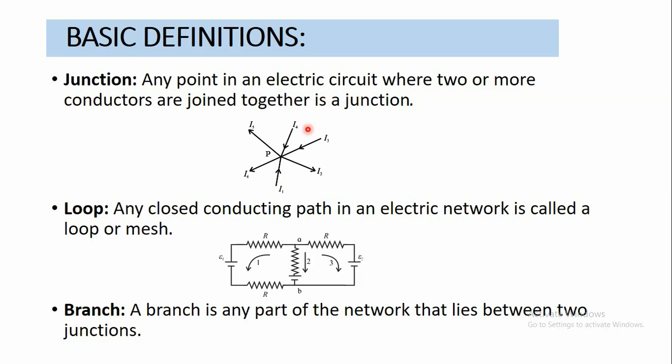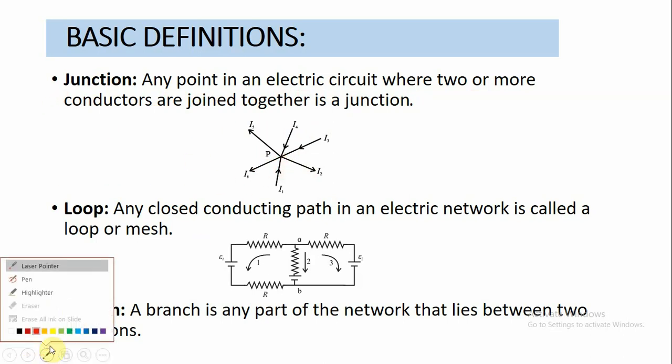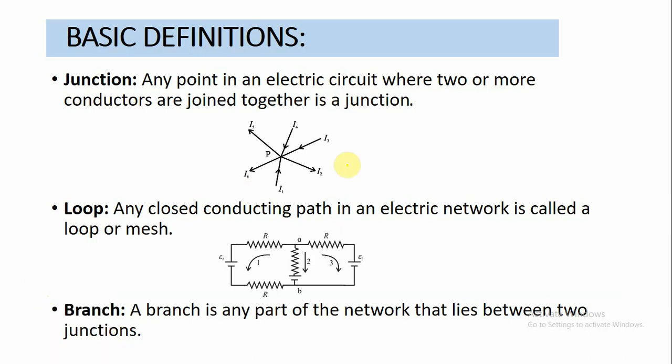Okay, so junction is what? Any point in an electric circuit. Now this is an electric circuit, so any point in an electrical circuit where two or more conductors are joined together is a junction. So here you see 6 conductors are joined together at point P. So my point P will be called as junction. Okay, where two or more conductors are joined is called junction. So the important point is it should have 2 or more. So minimum number of conductors to form a junction is 2 and maximum n number of conductors can be joined. So here 6 number of conductors are joined at point P. So point P is our junction.